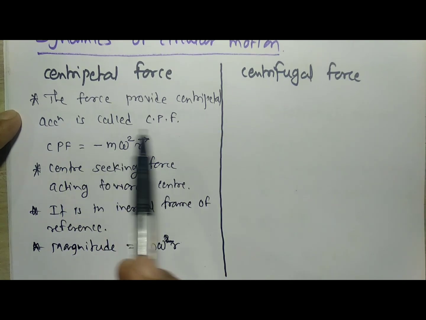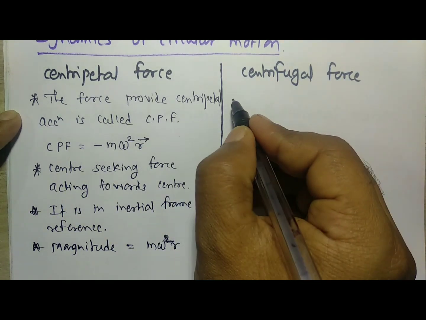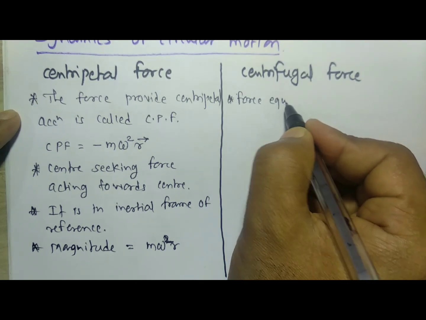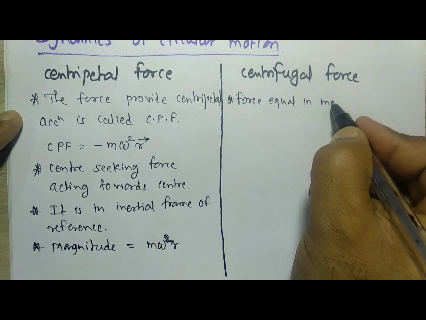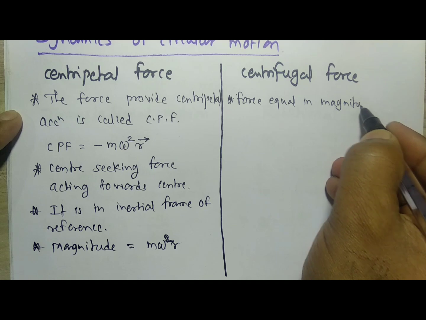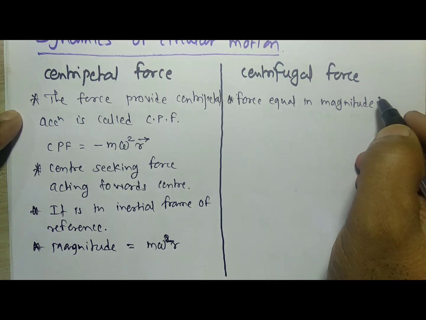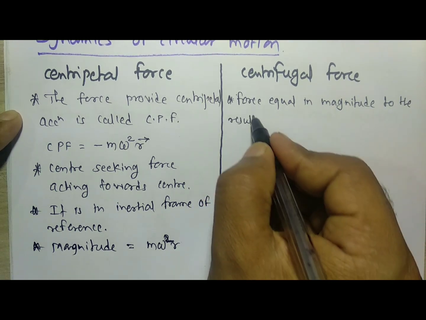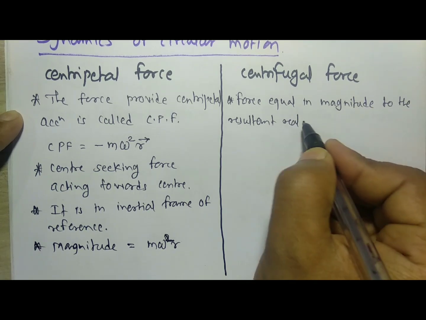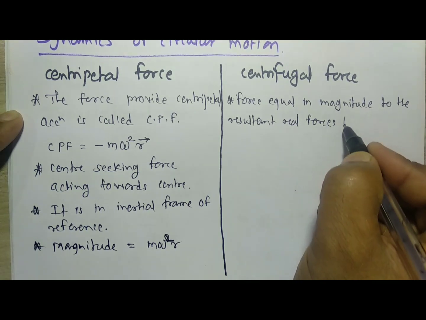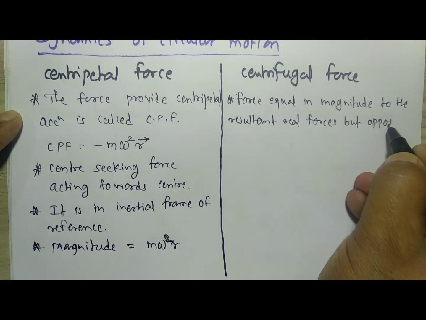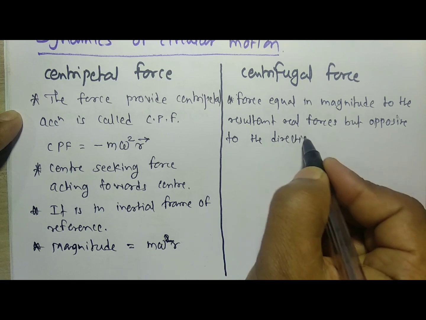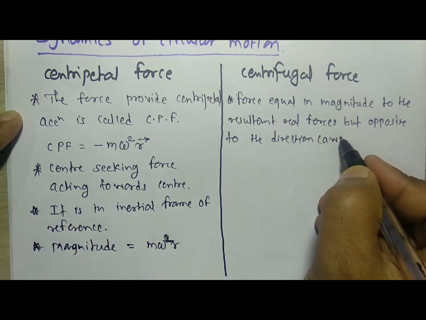First of all, we have to think of the centripetal force as the force providing the centripetal acceleration. It is called the centripetal force. And the centrifugal force is equal in magnitude to the resultant real forces but opposite in direction. That means it is acting away from the center.